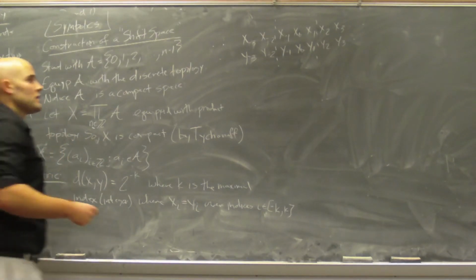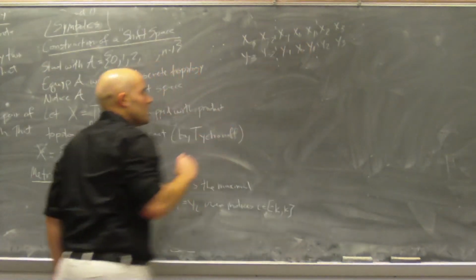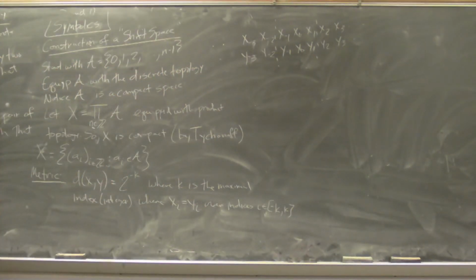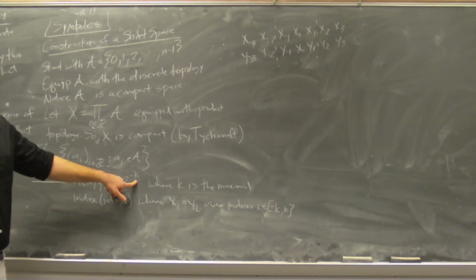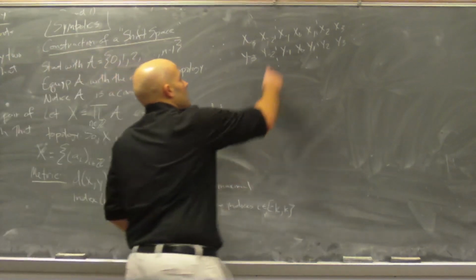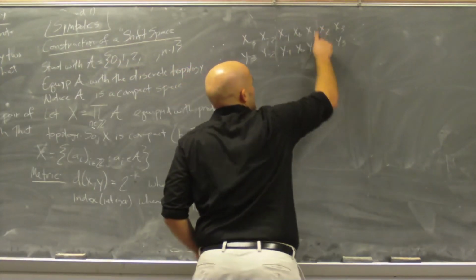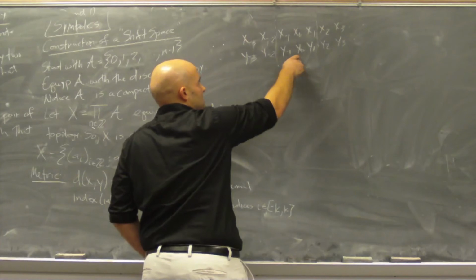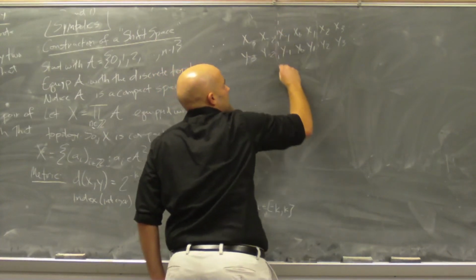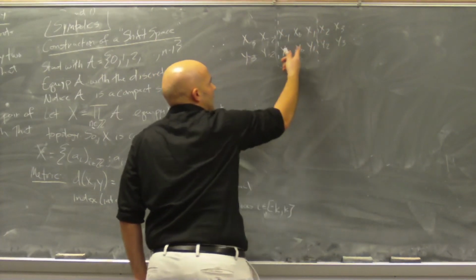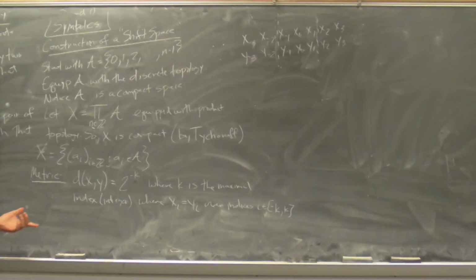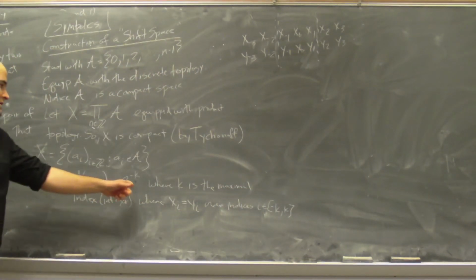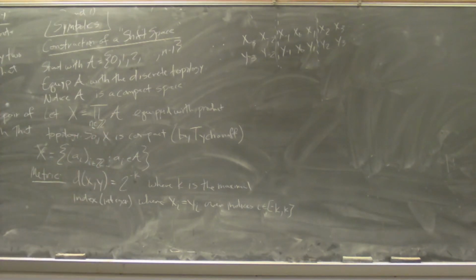So for instance, if x_0 and y_0 are not equal to each other right off the bat, then k is going to be 0, and the metric is going to be equal to 1. So we say that they're distance 1 apart. If x_0 and y_0 are the same, but when you move to this space here there's anything in those two sequences that doesn't match up, then the metric is going to be 2 to the negative 1.